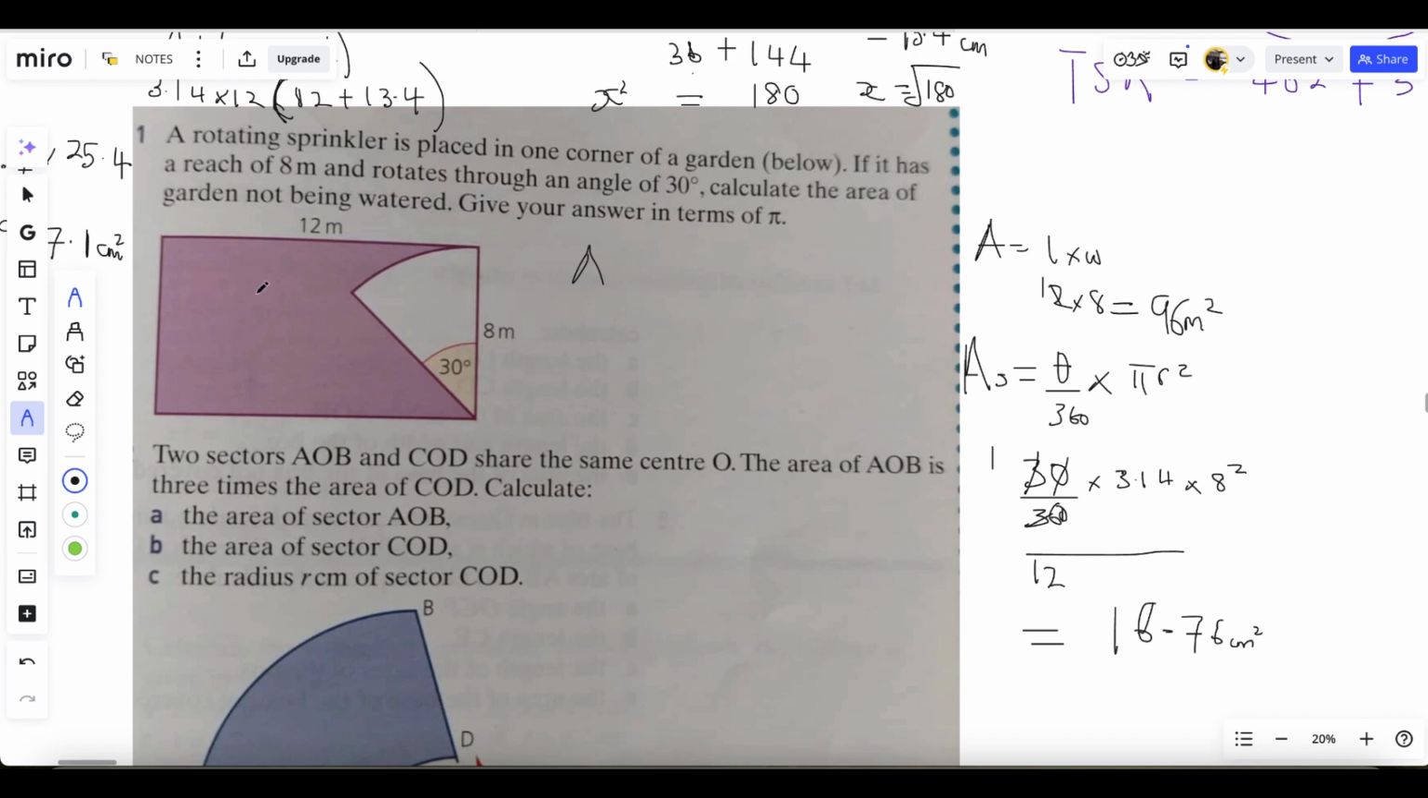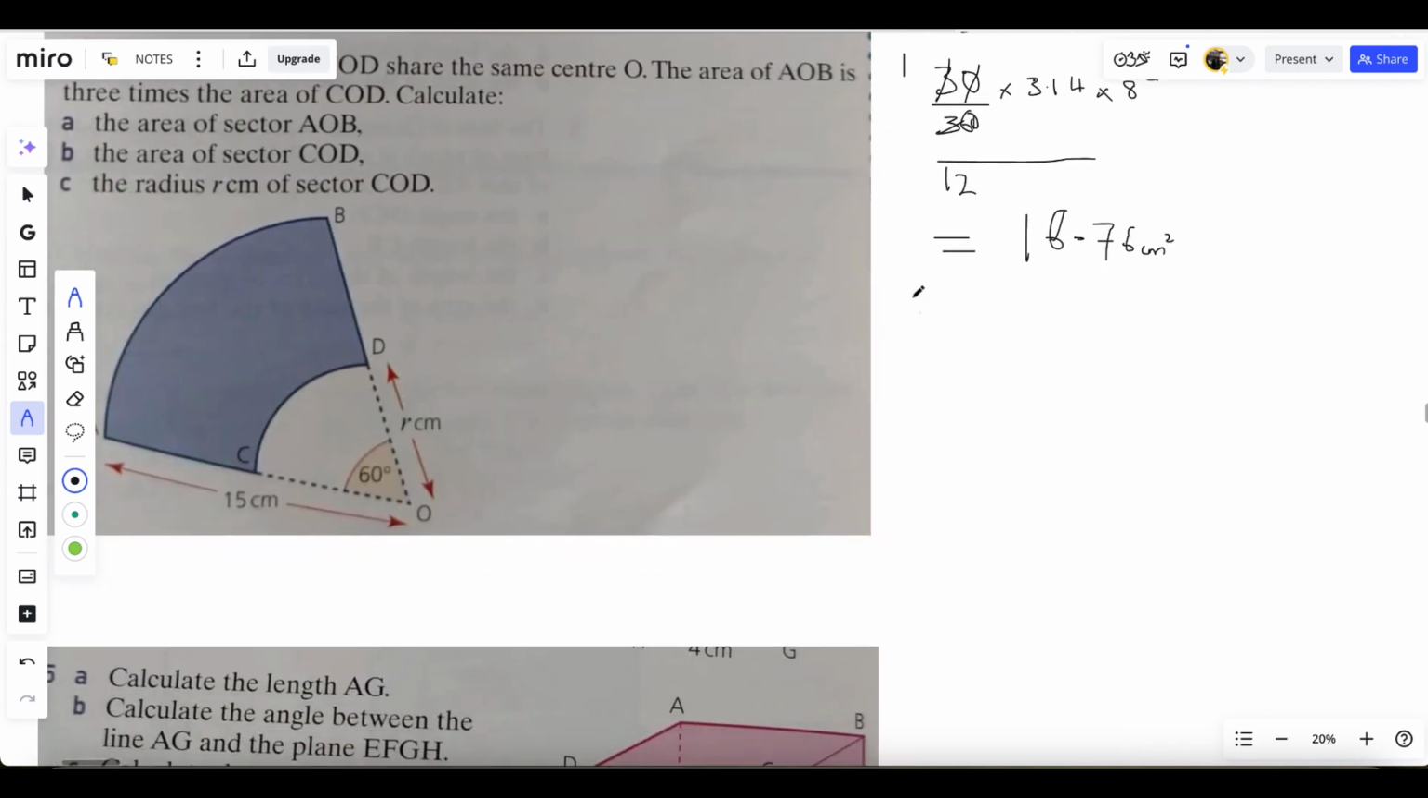Now, to find the area that is not watered, which is the remaining shaded part, we say the area of the whole garden minus the watered area. So the area unwatered is equal to 96 minus 16.76. We get 79.24. So this gives us 79.24.